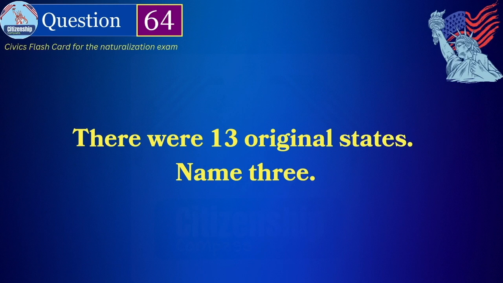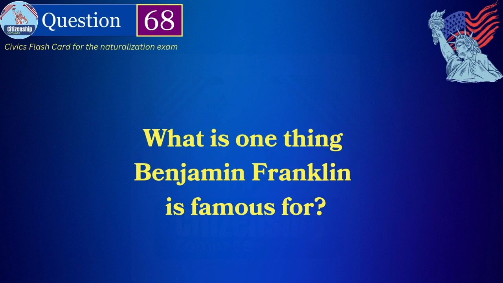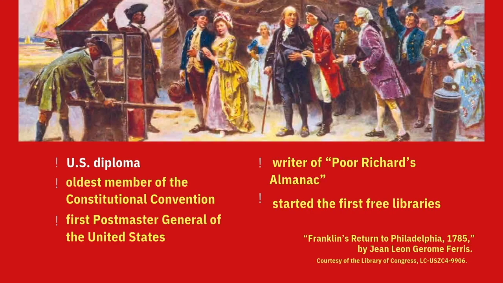There were 13 original states. Name 3. New York, New Jersey, Pennsylvania. What is one thing Benjamin Franklin is famous for? U.S. diplomat.